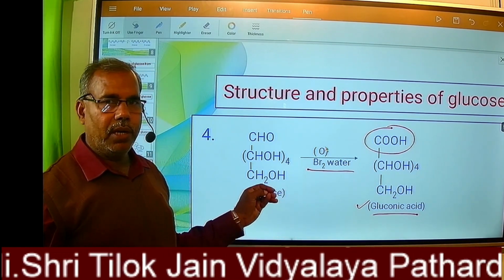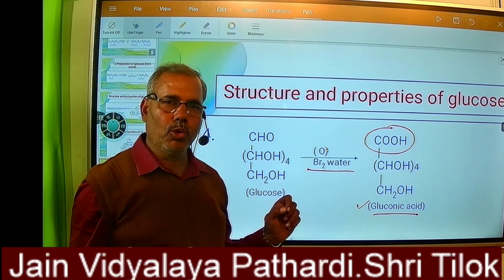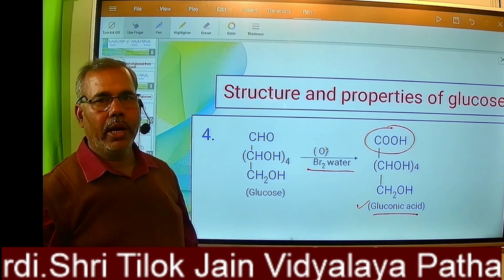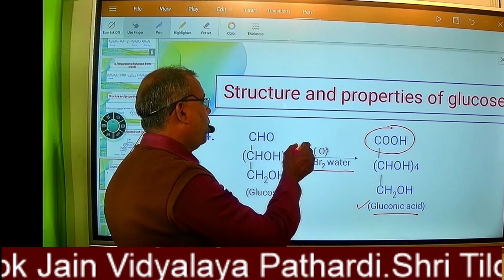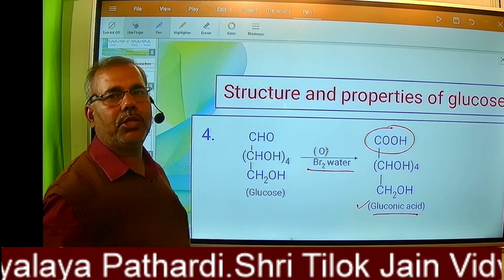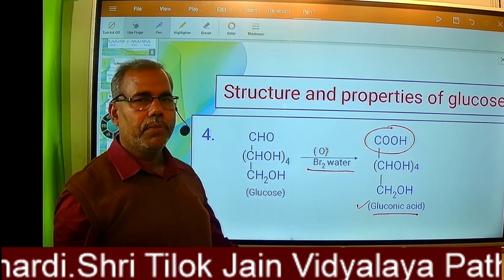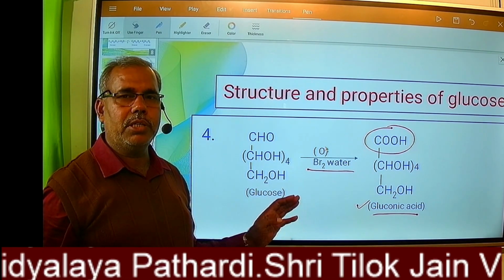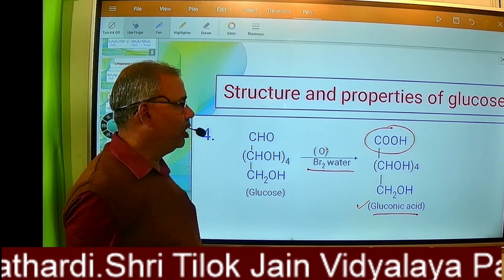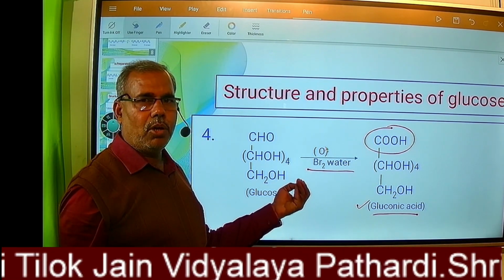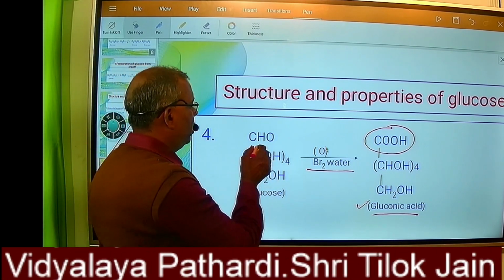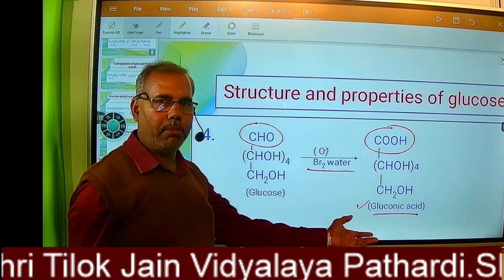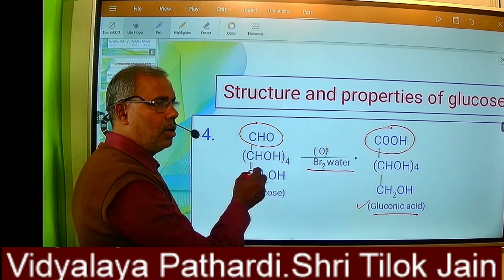It proves that the carbonyl group present in glucose, which was detected in the previous reaction, is a formyl group, that is, an aldehyde group, and not a ketonic group. If a formyl group is present, then only this mild oxidizing agent, bromine water, can oxidize that group. If a ketonic group is present, a mild oxidizing agent cannot oxidize that group. Therefore, it is proved that the formyl or aldehyde group, CHO, is present in the glucose molecule, since the product formed is gluconic acid with the COOH group.